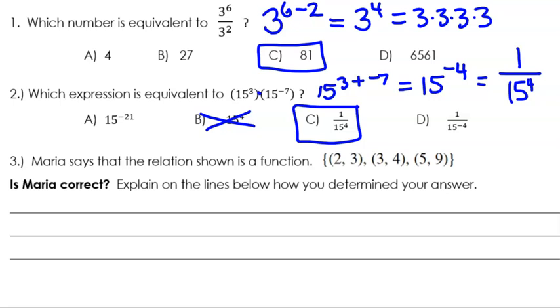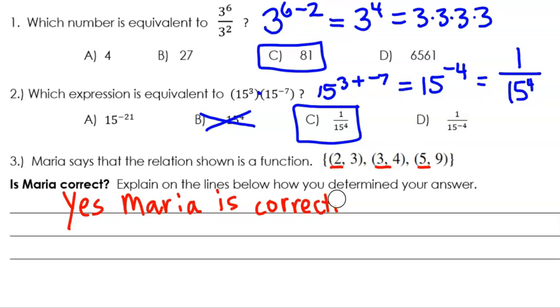Question number 3 asks us to say if Maria is correct in stating that this relation is a function. A function has no repeating x values with different y values, right? Every input, 2, 3, 5, can only have one output. So we can't repeat any x values with different y values, and there are no repeats here. So we're going to explain that yes, Maria is correct, and then we're going to state the rule for how something is a function, and we can use this for every question.